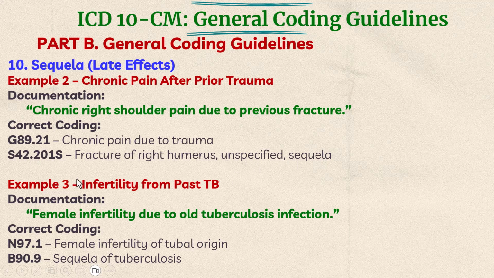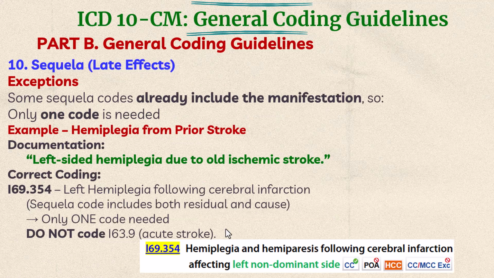So let's see another example, infertility from past TB. The documentation says female infertility due to old tuberculosis infection. So first we have to code the female infertility, then code the previous condition, tuberculosis. So the correct coding will be N97.1, that is female infertility of tubal origin, and B90.09, that is sequelae of tuberculosis. There are some exceptions.